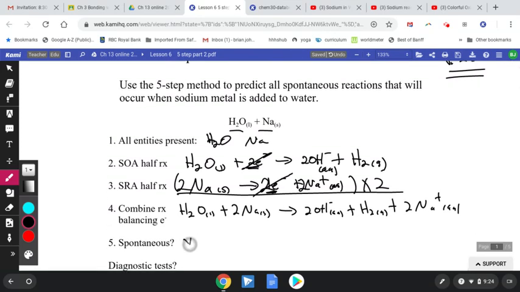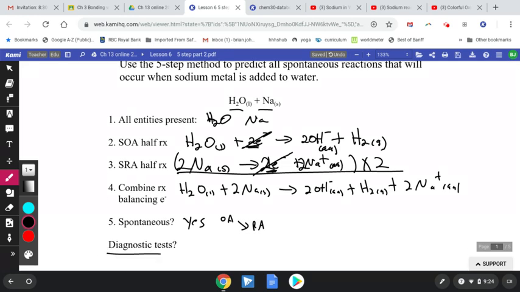And is it spontaneous? Yes, we already looked. The oxidizing agent is above the reducing agent. Diagnostic tests. What could we do to verify that this reaction actually works? Well, we have hydrogen gas. If you remember, we can do a pop test. Hydrogen gas is explosive. So there's my boom. So we can light it on fire and see if it blows up. We're going to try that right now.